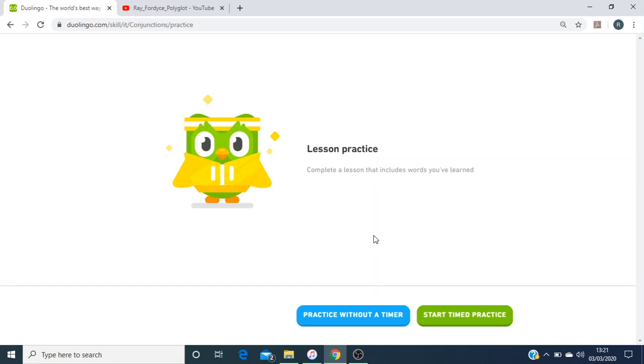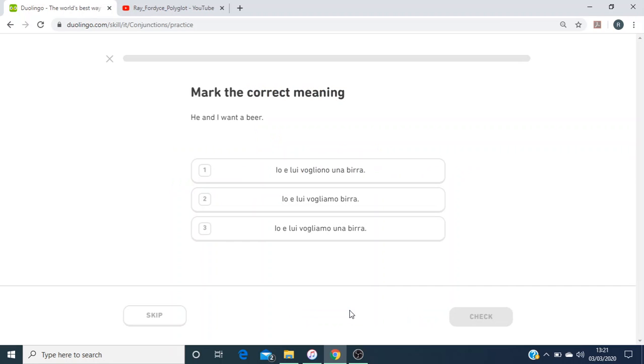And I'm not going to do timed practice because I want to show you as much of this as we can. So he and I want a beer. So io e lui vogliamo birra or una birra. There we go. That'd just be me and him want beer, and that's the wrong tense of volere. So vogliamo.